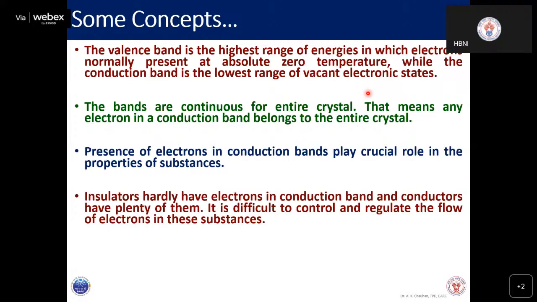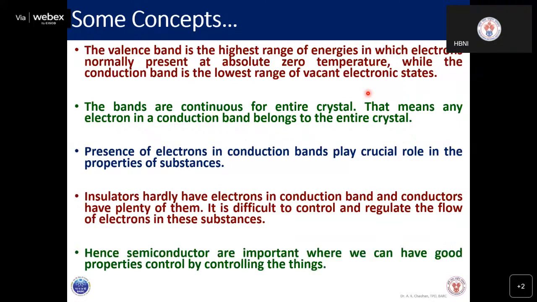Insulators hardly have any electrons in the conduction band, and conductors have plenty of them. So it is difficult to control and regulate the flow of electrons in substances like metals, where a lot of electrons are there, or insulators, where hardly there is an electron in the conduction band. So the most preferred kind of substances are semiconductor materials, where you can tune or control the movement of the electrons.